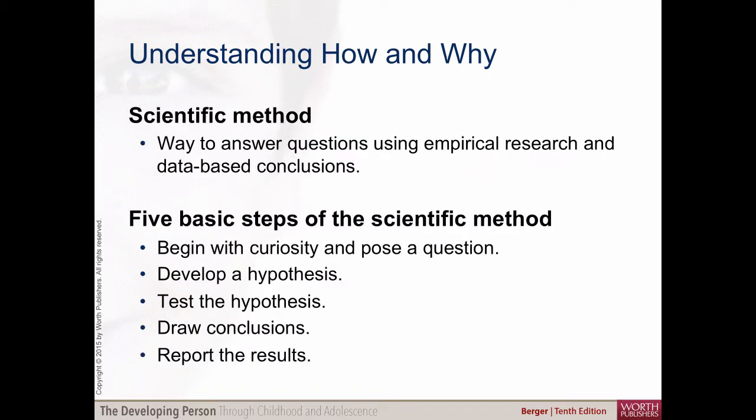The scientific method is a way to answer questions using empirical research and data-based conclusions. And there are 5 basic steps of the scientific method. The first one is curiosity, then hypothesis. Test the hypothesis, draw conclusions, and then, based on the conclusions, you report the results.